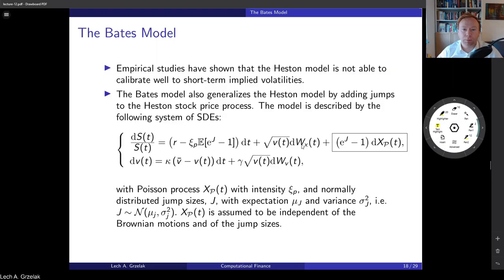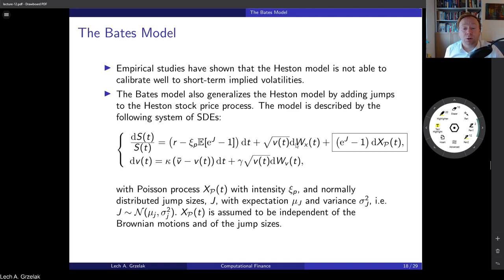Another model that I would like to discuss in this course is the extension of the Heston model. It's the so-called Bates model, which is given here. As you can see, the dynamics resemble the one that we already have seen for the Heston model, except that we have additional jumps.